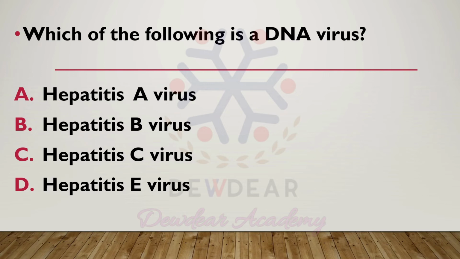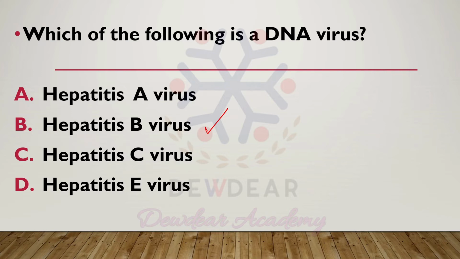Next question. Which of the following is a DNA virus? Options hepatitis A virus, hepatitis B virus, hepatitis C virus, hepatitis E virus. Correct answer is option B, hepatitis B virus. Hepatitis B virus is a DNA virus.